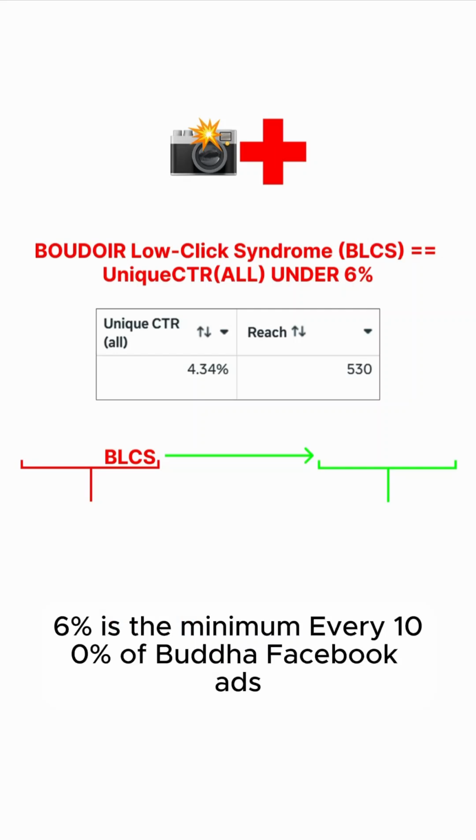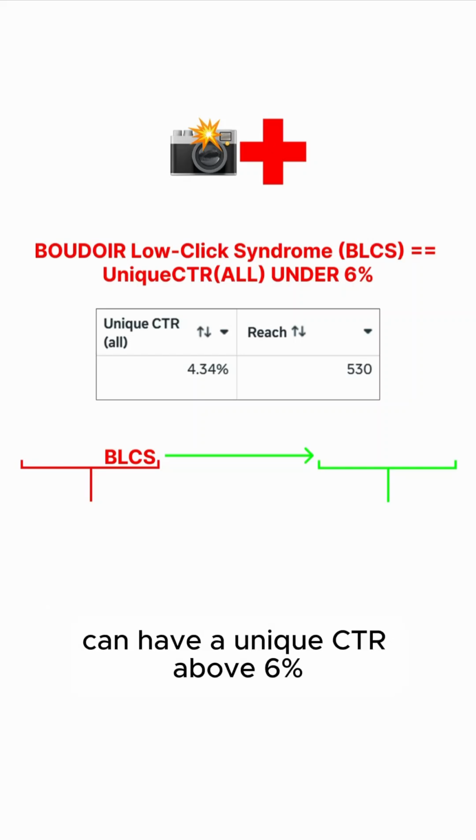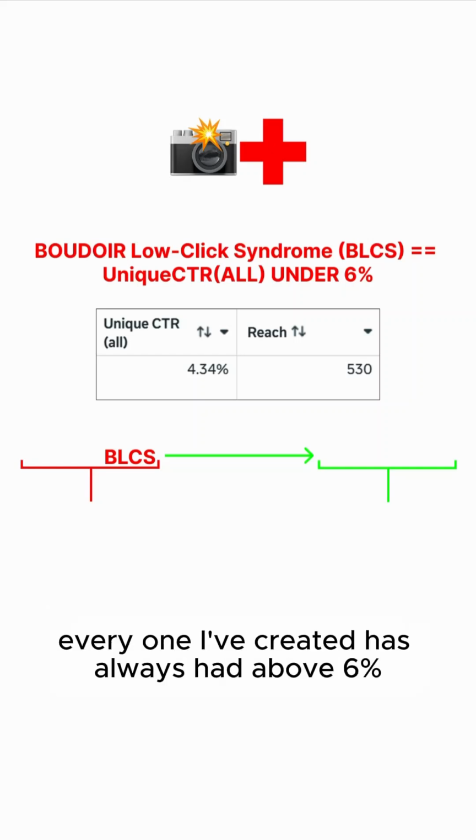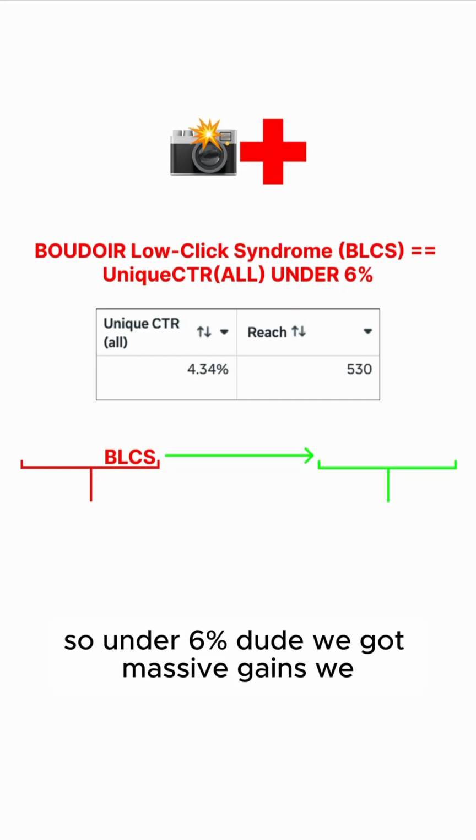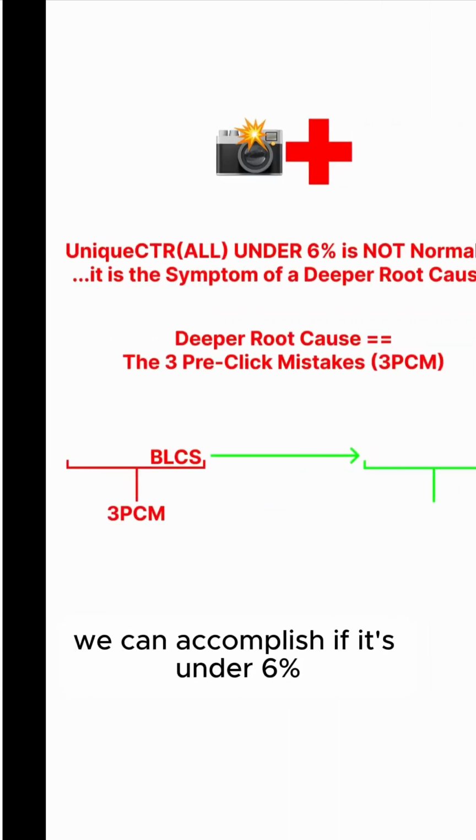6% is the minimum. 100% of Boudoir Facebook ads can have a unique CTR above 6%. Every one I've created has always had above 6%, even when I don't even try. Well, when I try a little bit, even if I only try a little bit. So under 6%, dude, we got massive gains we can accomplish.